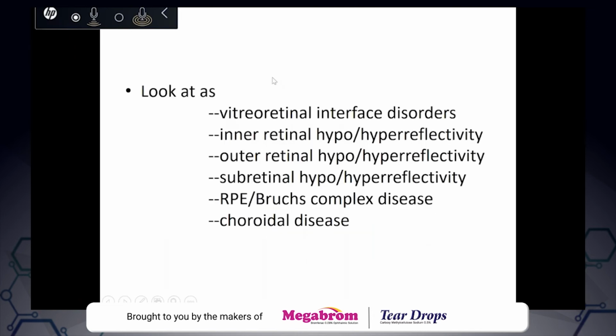So we are going to look at these pictures. What is being asked in another 10 minutes' time is on these diseases, as diseases affecting the vitreoretinal interface, inner retina, outer retina, subretinal space, and the choroid.